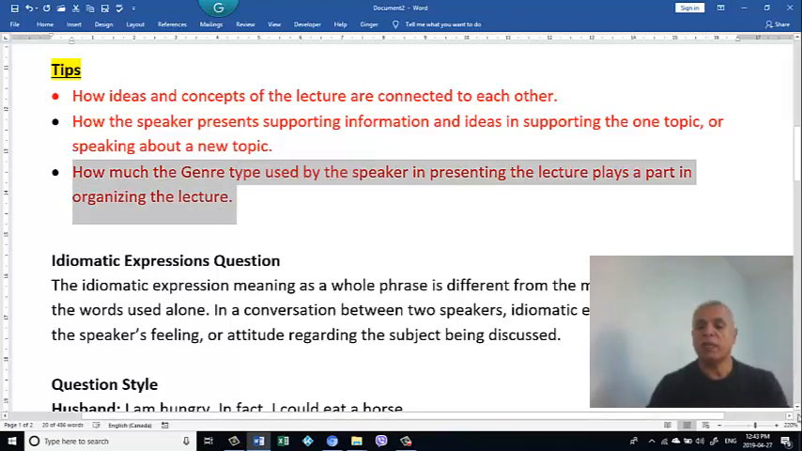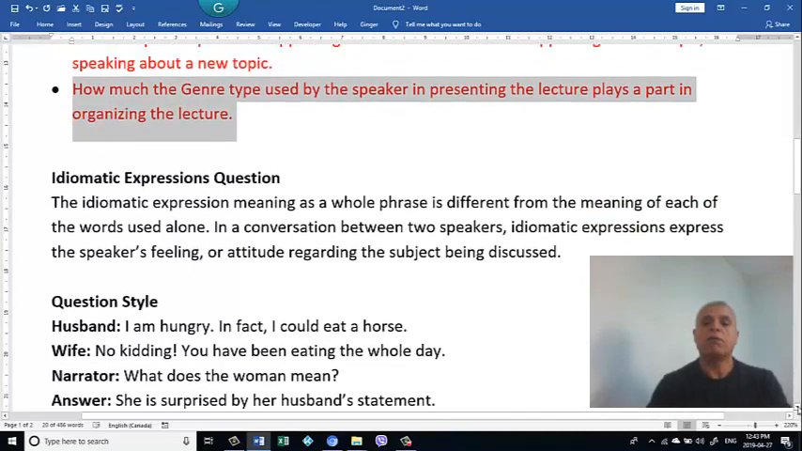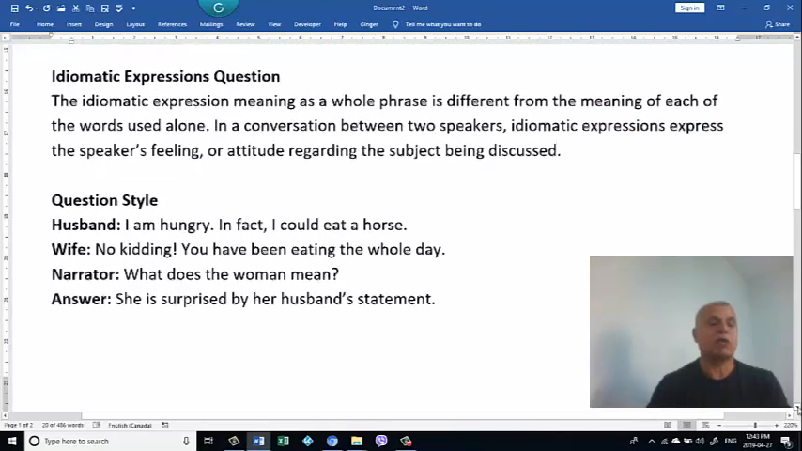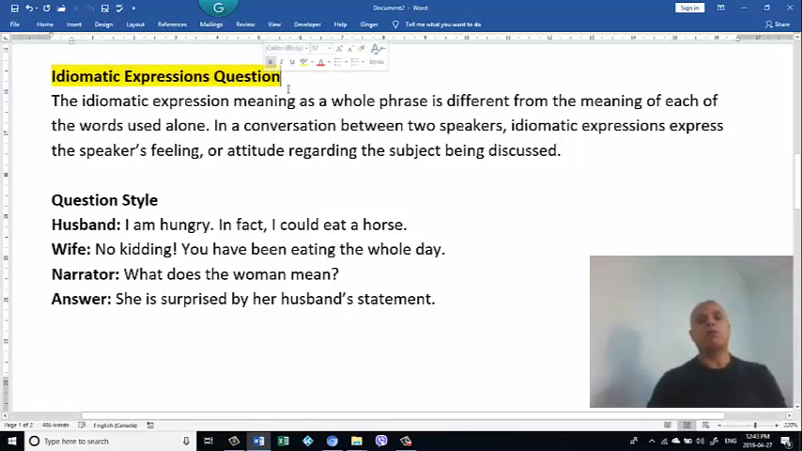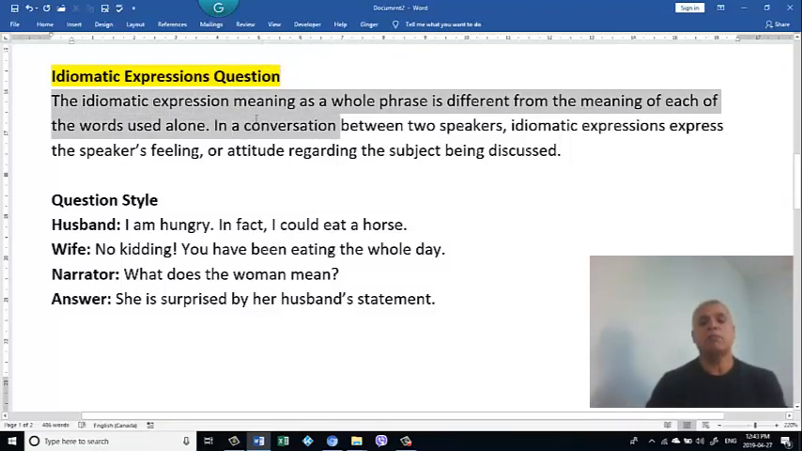We also have idiomatic expressions. That's a problem for a lot of ESL students because sometimes we don't understand idioms, since we don't live in the culture. The best way to understand idioms is to listen to, for example, movies or different expressions. The meaning of an idiomatic expression as a whole phrase is different from the meaning of each of the words used alone.